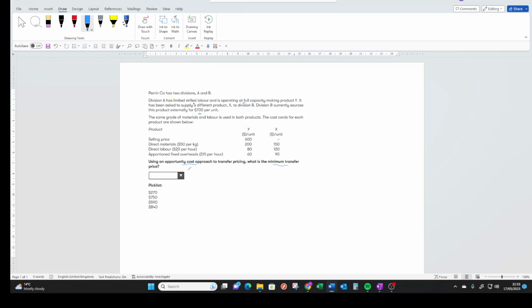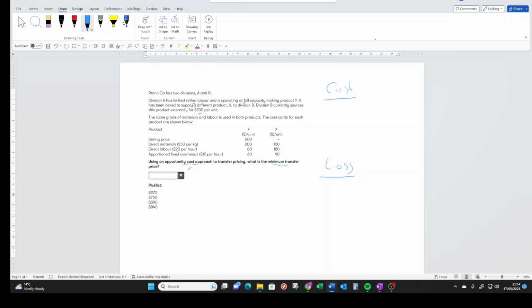So when we're looking at transfer pricing with an opportunity cost approach, there are two aspects we need to think about. So first is the actual costs of making the alternative product. So we'll do them separately. So there's the cost of making the alternative product, but then there's also the loss of contribution that happens as a result of not making the current product.